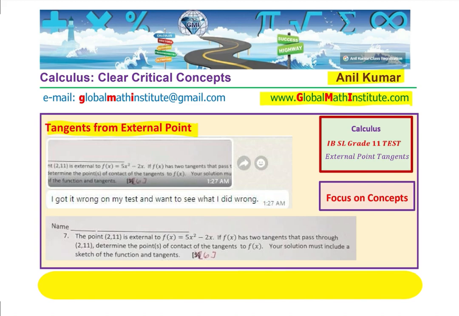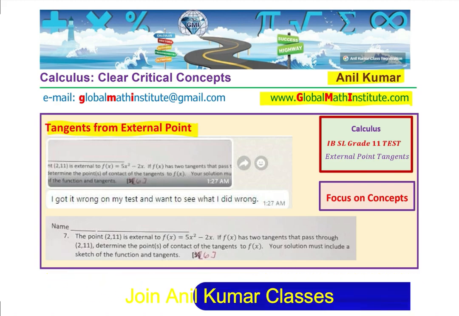Normally, in questions which you practice, the point is on the curve and there can be only one tangent on the curve at that point. However, when we have an external point, there could be more than one tangent, right? So, in this question, we're talking about a parabola and an external point. Let's look into the question first and then we will discuss.